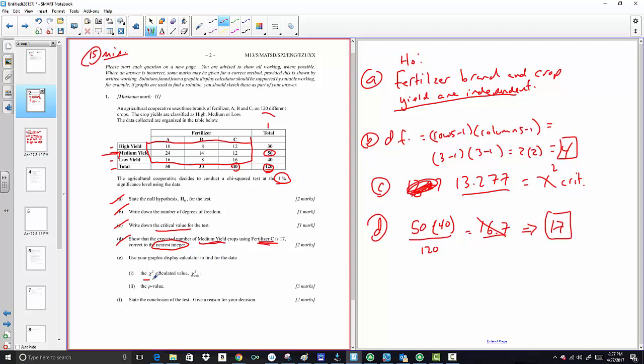Use your graphic display calculator to find this data. They want the chi-square value, the stat. So they want the calculated value. They want to get the chi-square statistic. So we have to use the calculator to do this quickly. If you didn't have a calculator, you could do it by hand, but this would take some time.